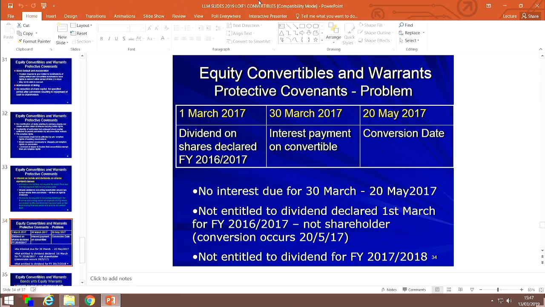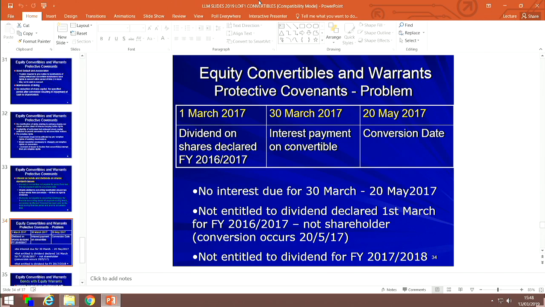To understand how it works, here's an example. Supposing a dividend on shares was made 1st March 2017. On 30th March, an interest payment was made on the convertible. On the 20th of May, the convertible bondholder converts its bond. Now, let's work through what happens.